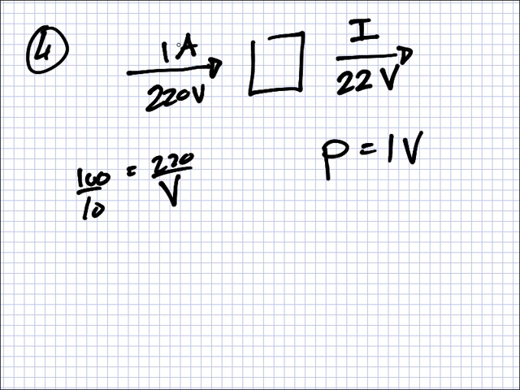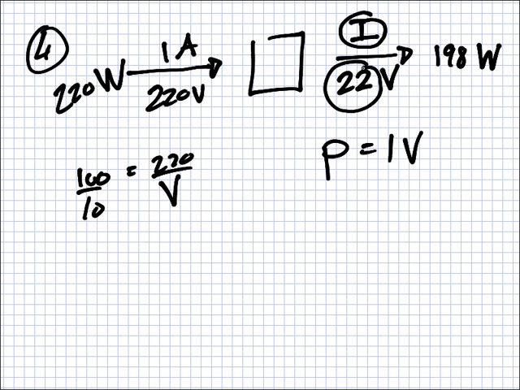Like at the beginning, what's the power? 1 times 220 is 220 watts. At the end, it's 90% efficient, so you don't get 220 watts coming out. You get whatever 90% of 220 is. What's that? 198 watts. So one of these guys has to be less than it should be.